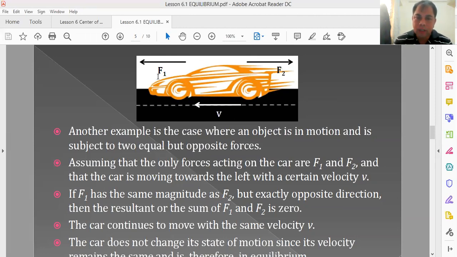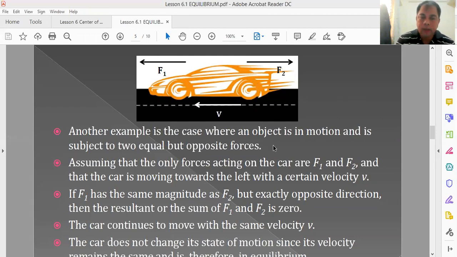Now, if the forces happen to be equal to each other in opposite direction, then there would be no net force, so no acceleration will occur. So if there's no acceleration, then the body is in a state of equilibrium. We call this uniform motion. So equilibrium condition, even with uniform motion.